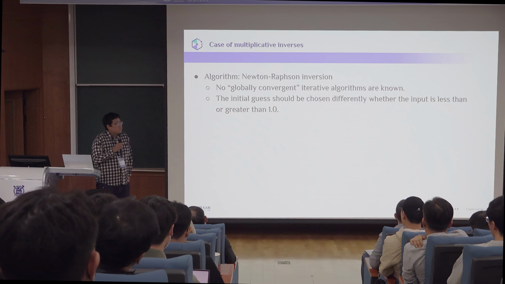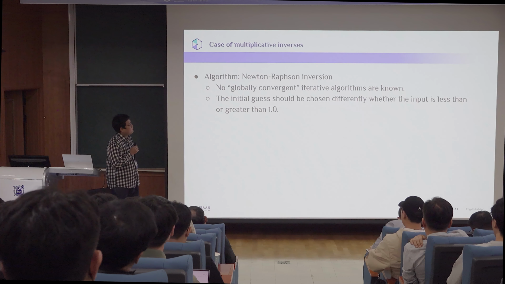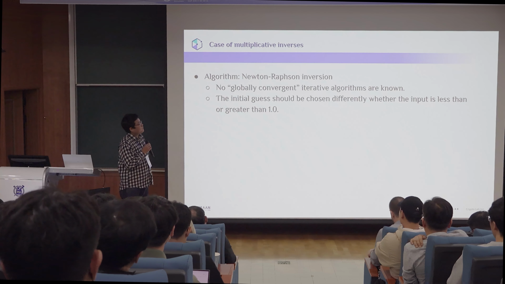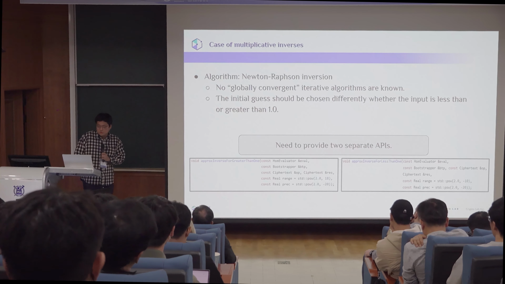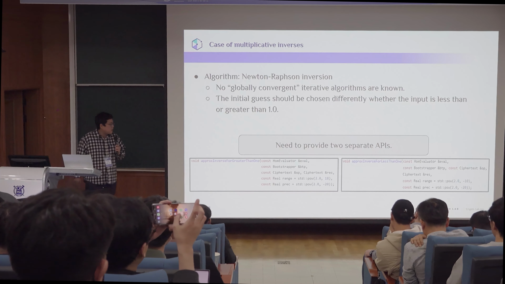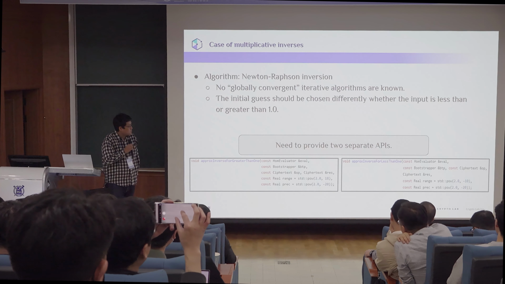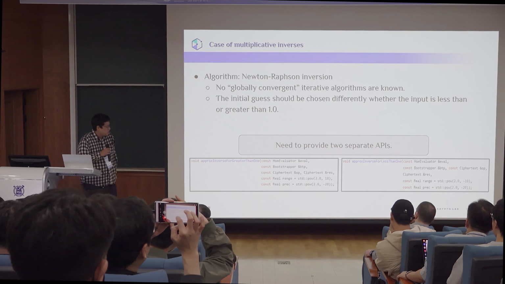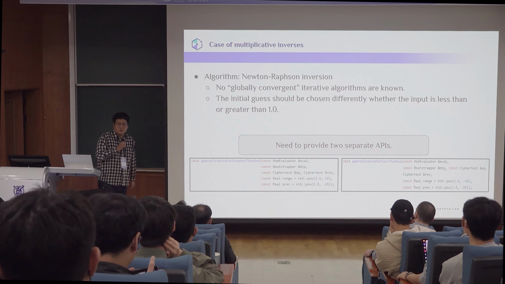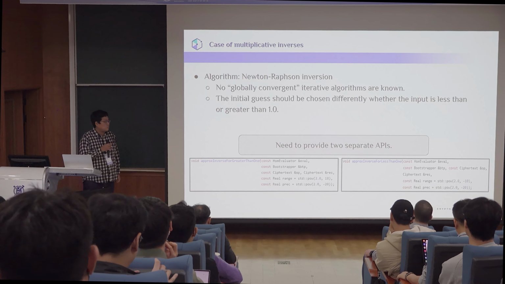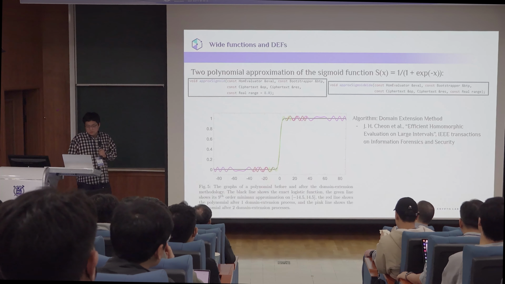And the behavior of this algorithm differs between an input value less than 1 and one greater than 1. So we have no choice but to provide two separate APIs. So we have two inverse functions, one for inputs greater than 1 and one for inputs less than 1. This is usually for ease of use for our users, the HEaaN developers. Yeah, so this one is an example.